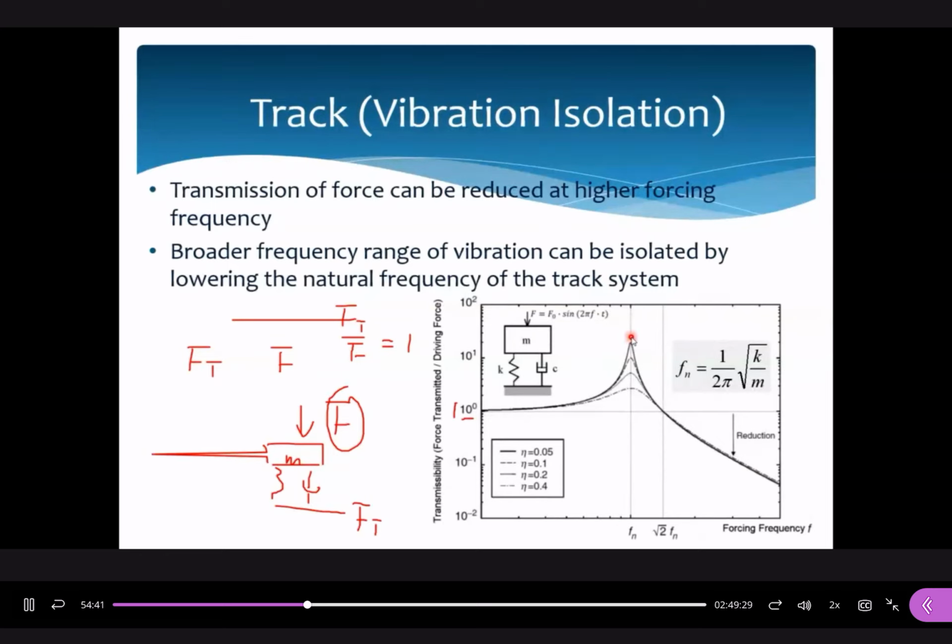When we design a system, we want to achieve the situation in this region, because at that time the ratio Ft to F is below 1. That means we can reduce the effects. When the ratio is more than 1, like this one, it means that we amplify the situation. More force can be transmitted to the system. This is not what we want to achieve.